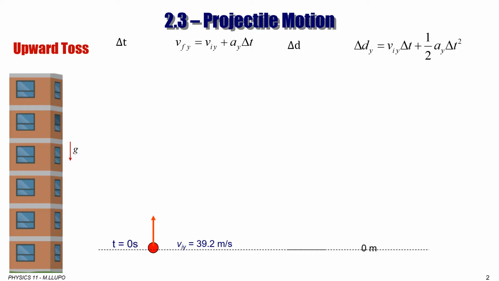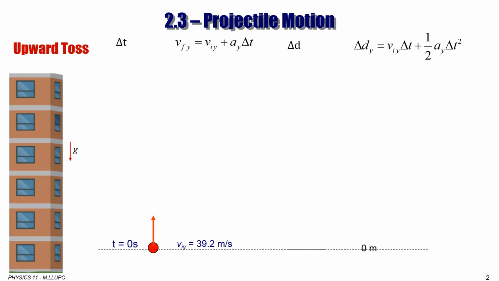Now let's have a ball tossed upward with an initial velocity of 39.2 meters per second. Why did we choose 39.2? You're going to see later how that velocity will change after 4 seconds. So let's choose the level of launching the ball vertically as the 0 level.